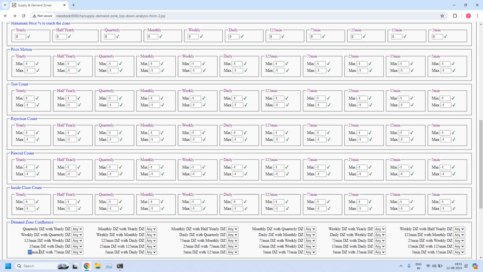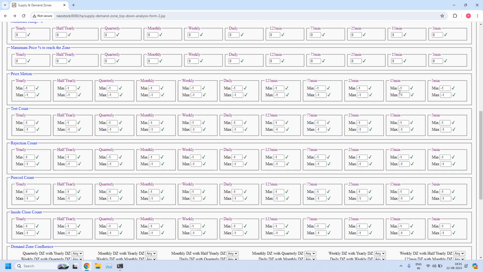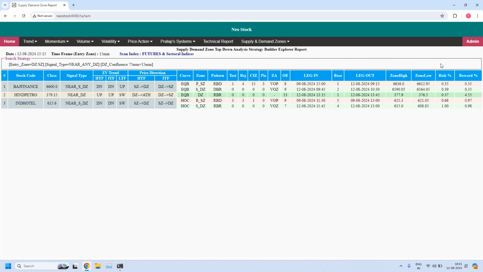This is the one. 15 minutes demand zone with 75 minutes demand zone confluence. I enabled the option. Let's verify. Now the list has come down to 3. And these 3 15 minutes demand zones are also having confluence with 75 minutes time frame. This is what we have verified here.